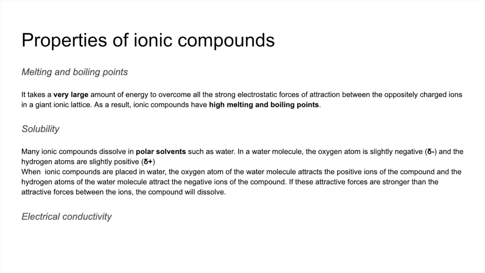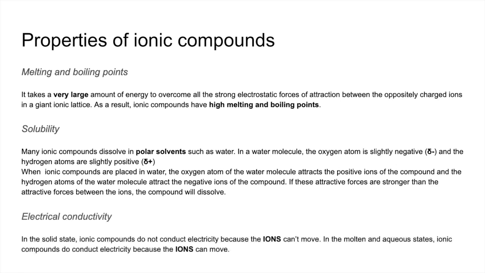And finally, electrical conductivity. Basically, in the solid state, the ionic compounds can't conduct electricity because the ions can't move. The most common mistake I see is students say electrons can't move. For ionic compounds, it's the ions' ability to move or not move which is going to determine whether they conduct or not. So in the solid state, they can't conduct, whereas in the molten state, so when you melt ionic compounds or you dissolve them in water, ionic compounds do conduct electricity because the ions, not the electrons, can move.